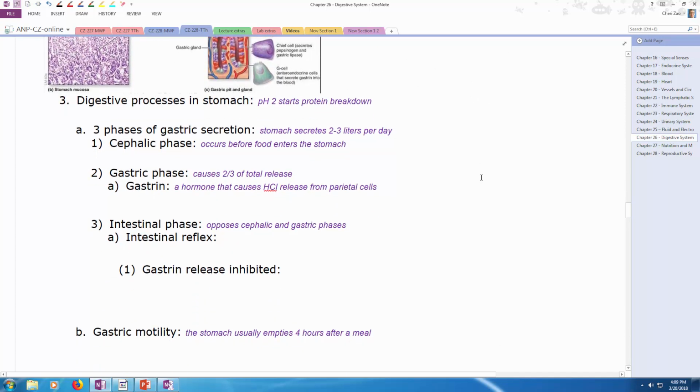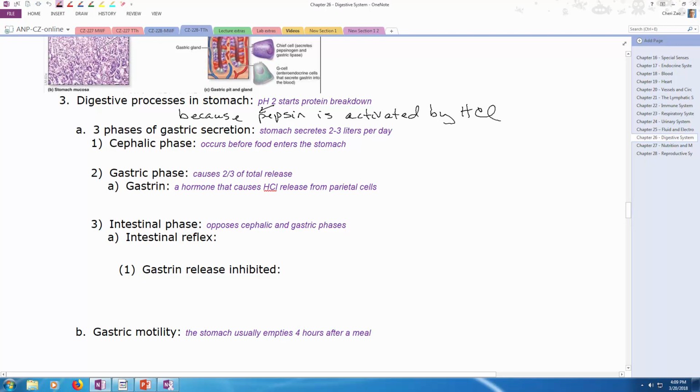Let's talk about the various digestive processes that actually occur in the stomach. pH 2 starts protein breakdown because pepsin is activated by hydrochloric acid.